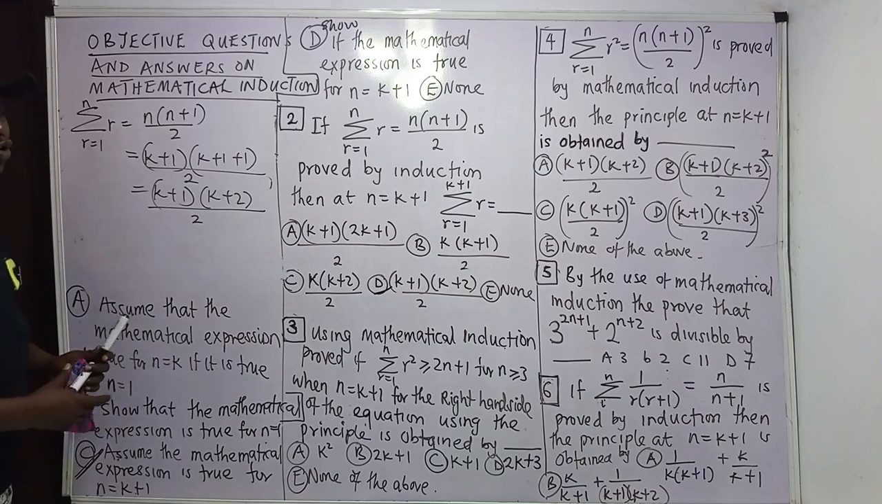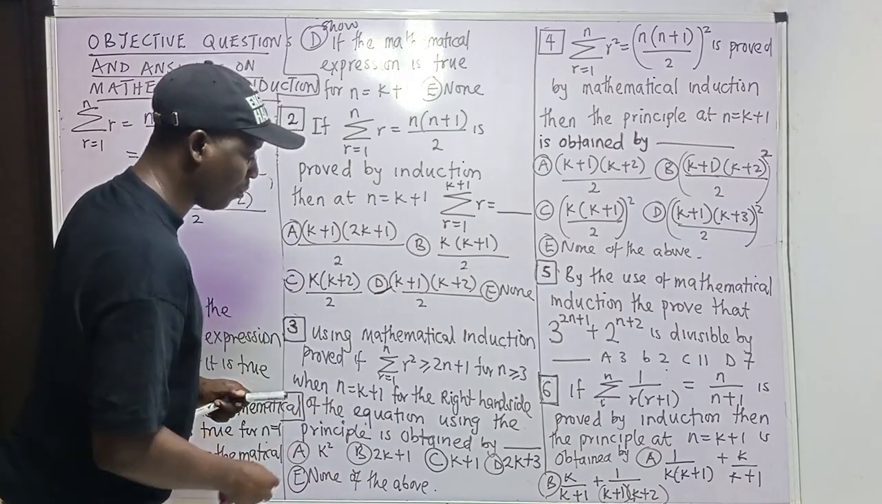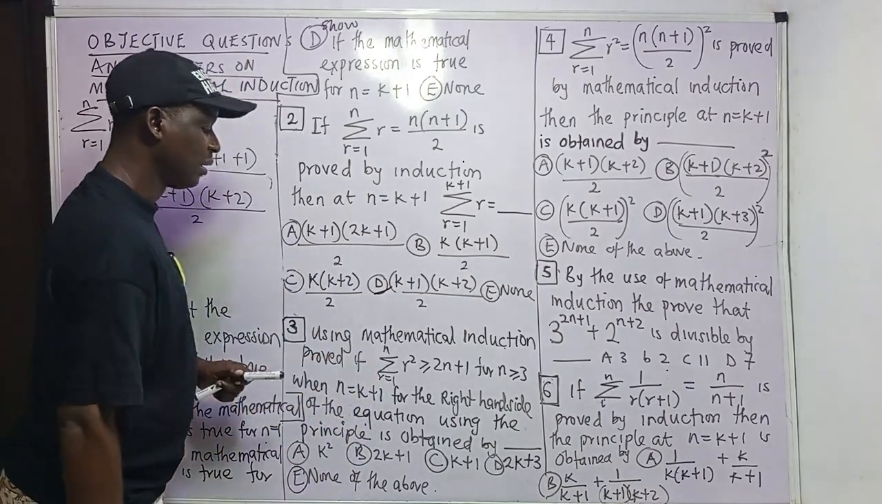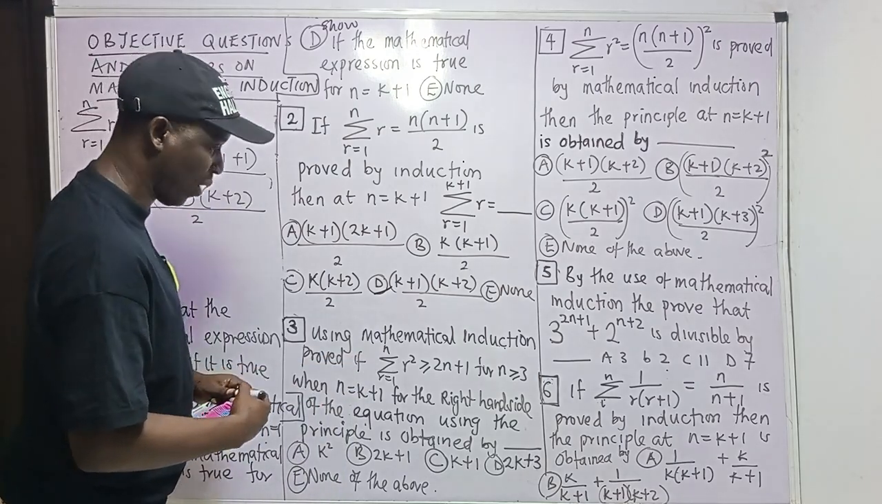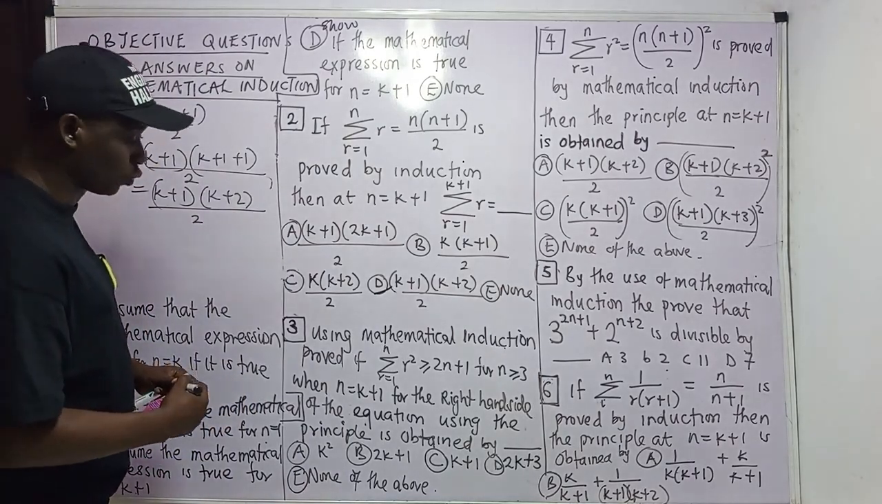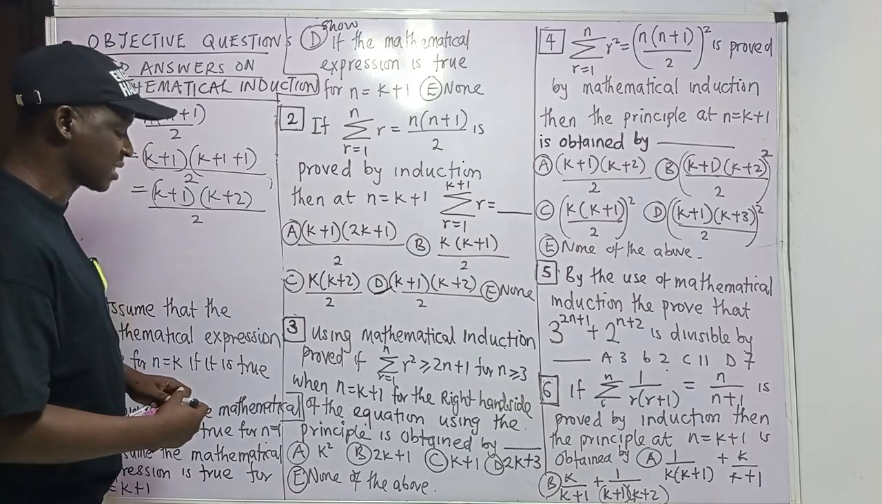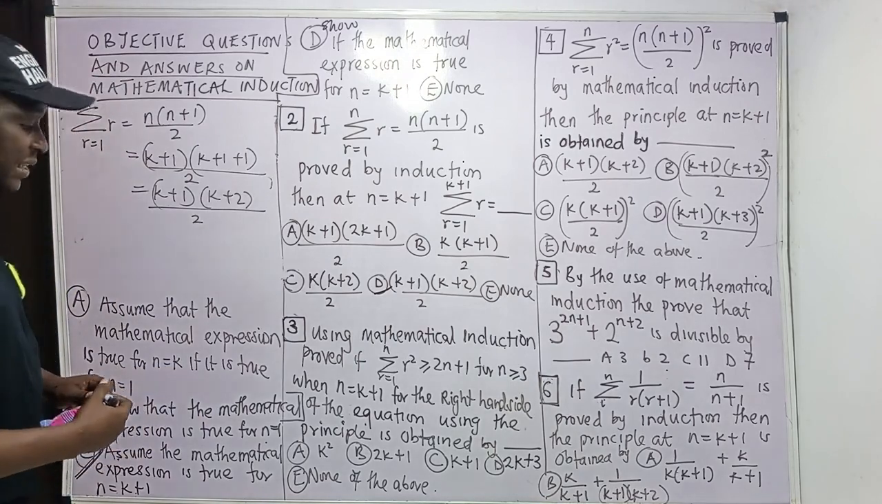We go to number 3. It says using mathematical induction, prove the sum of r squared from 1 to n is greater than or equal to 2n plus 1 for n greater than or equal to 3. When n equals k plus 1, the right hand side of the equation, using the principle, is obtained by dash.